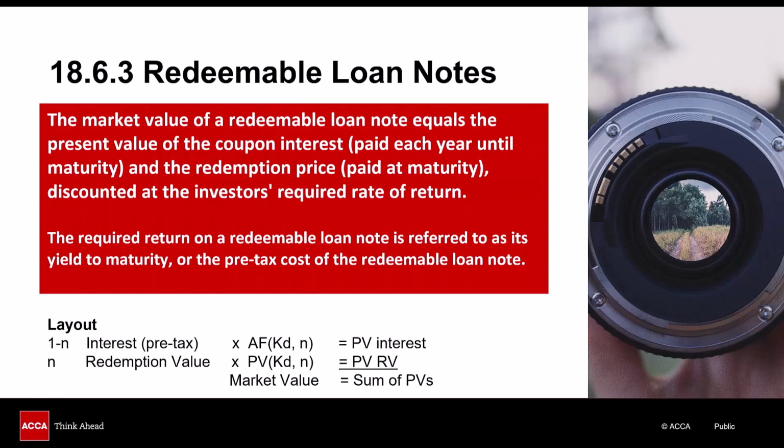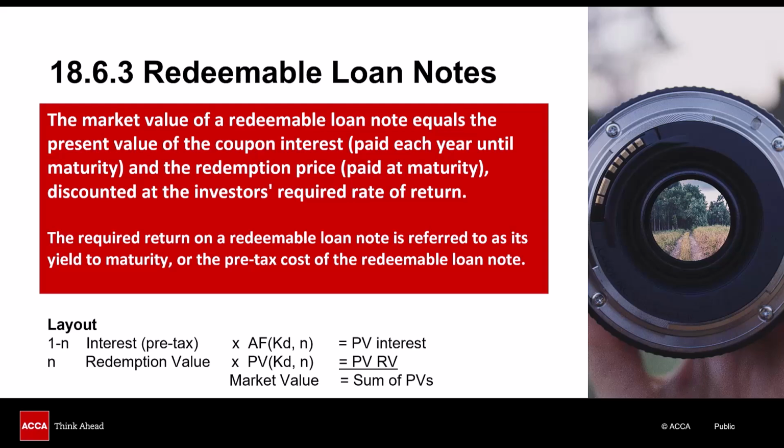Next, we come on to redeemable loan notes, and this is section 6.3. Now, redeemable loan notes mean exactly that. They are redeemable after a certain period. And so the market value will be the present value of the coupon interest paid each year until maturity and the redemption price paid at maturity, discounted again at the investor's required rate of return.